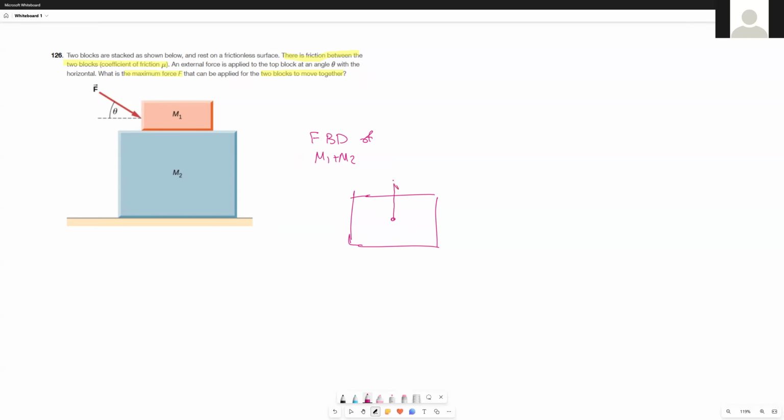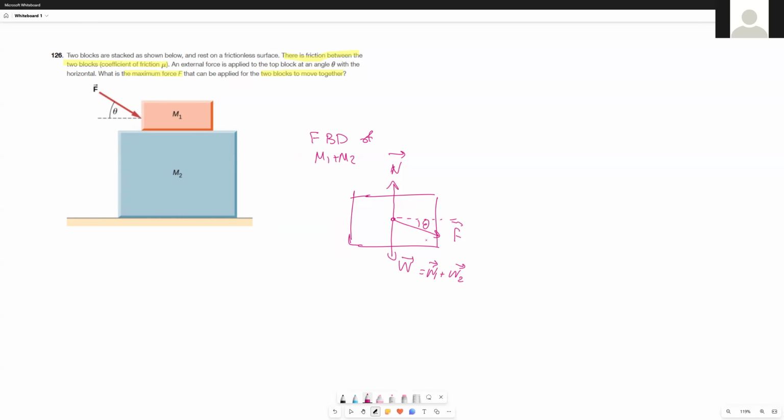It's going to be the normal force. There is going to be weight, which is going to be weight of 1 plus weight of 2. And the normal force, yeah, it's the total normal force on the two objects, on the system. And there is a force F that is applied at an angle of theta. And as I said, there is no friction. So that's it. That's the free body diagram of the whole system.